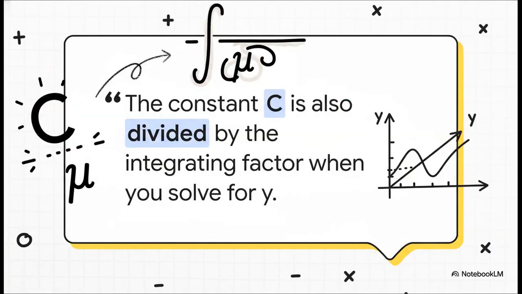And speaking of that constant c, this is probably the second most common mistake people make, and it's a big one. When you go to solve for y in that last step, you have to remember that the constant, c, also gets divided by the integrating factor. So many points are lost just by forgetting that simple step.